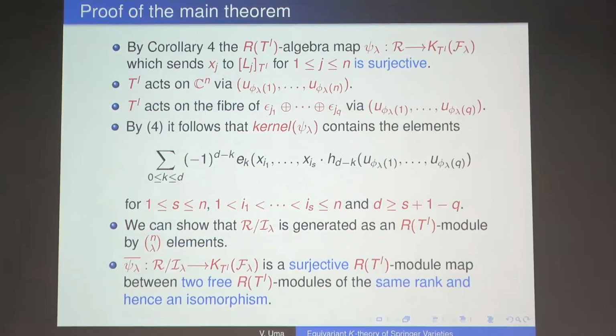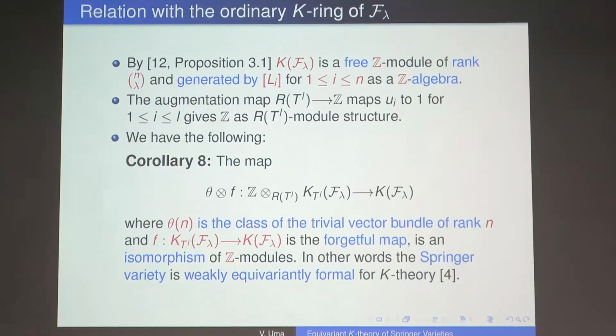So I think we can just give the map and the relations, and why these are the only relations. Again, we have to compare the dimension. As an R(T_L) module, this is of rank n choose lambda. So we need to give n choose lambda generators here, which we do again using the equivariant cohomology results. Then this will prove that this is an isomorphism. This is called K-theoretic equivariant formality, which was defined by Harada and Landweber. So we can now show that the Springer varieties are K-theoretically equivariantly formal.